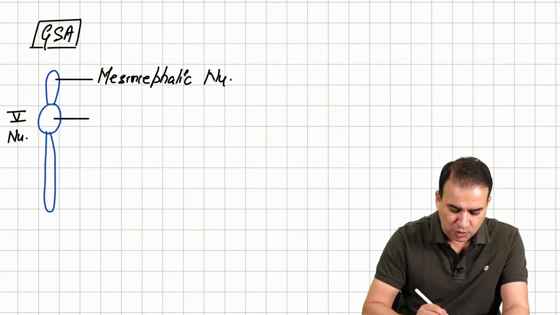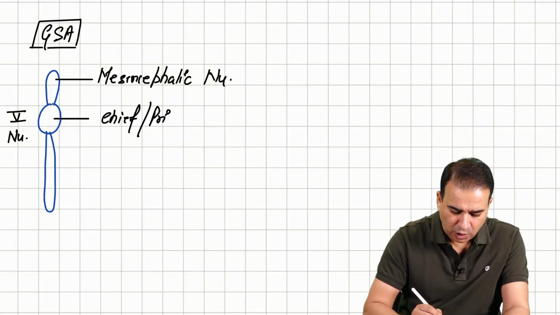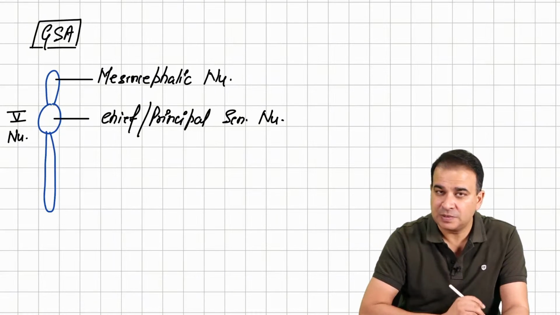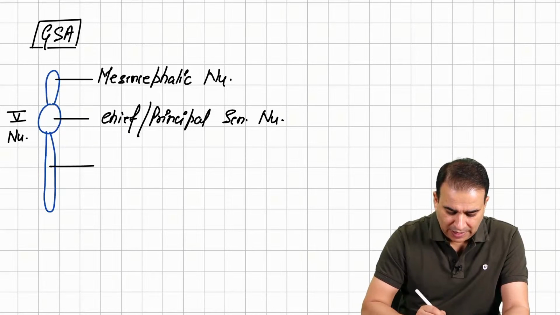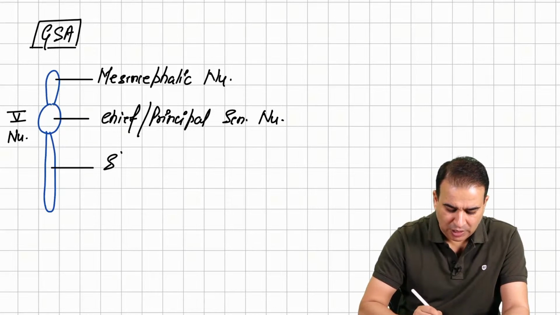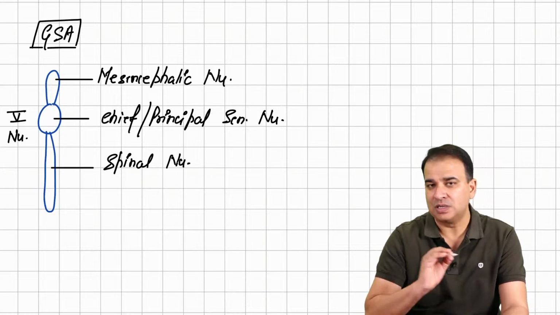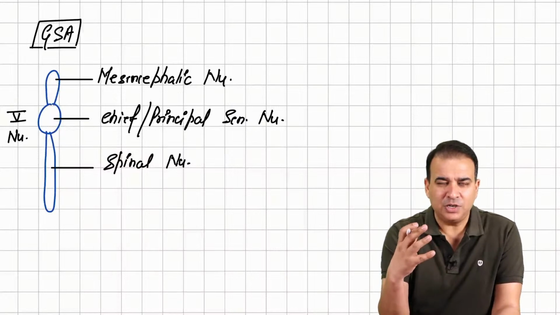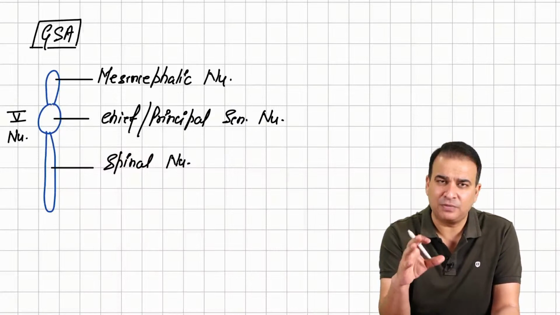Then we have the next nucleus, which is called the chief or principal sensory nucleus. And then we have the next nucleus, which is called the spinal nucleus. Like that, three nuclei are there. These three nuclei are named separately because they have their separate functions also, guys.